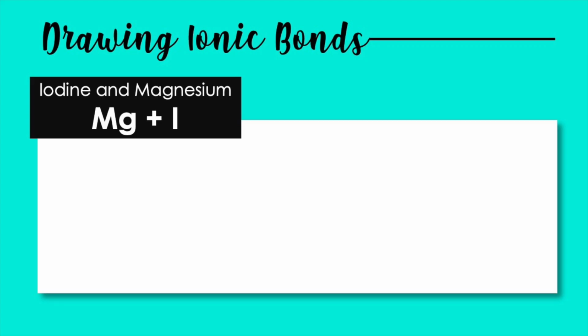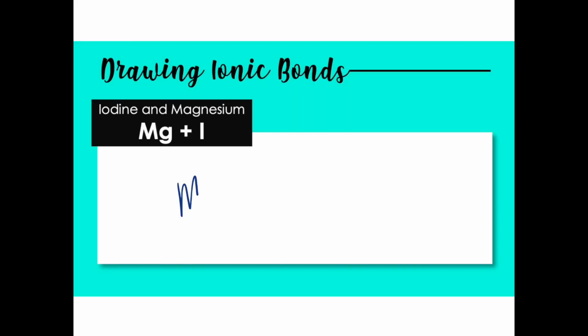Another one. So here we have another ionic bond to draw. It's between iodine and magnesium. This one will be a little bit different, so pay close attention to what happens with this one. Okay, so again, first you write out the symbols, and then look at the periodic table to figure out valence electrons. Magnesium will have 2. Iodine has 7 because it's in 17.